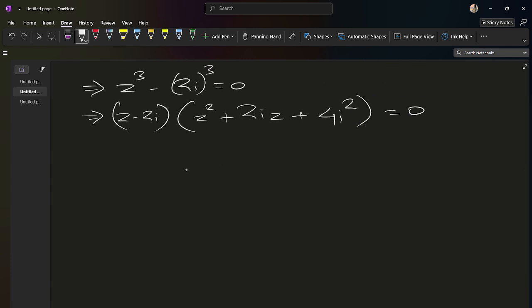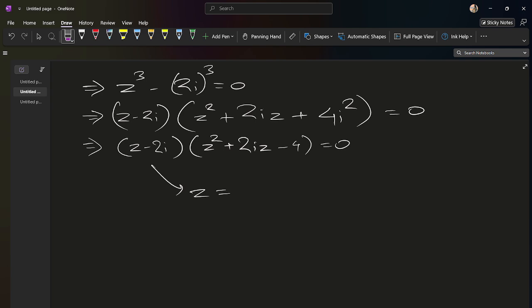Okay, so our i square is equal to -1, we know that. So this thing will be z minus 2i into z square plus 2iz minus 4 equals 0. So if this is 0, then we will get one root which is z equals 2i.